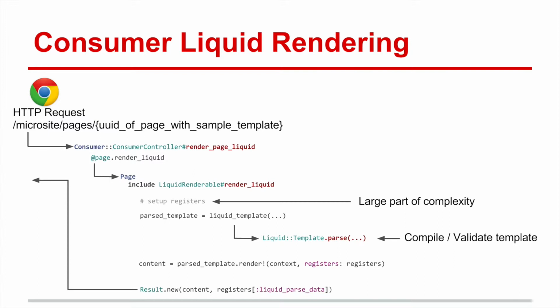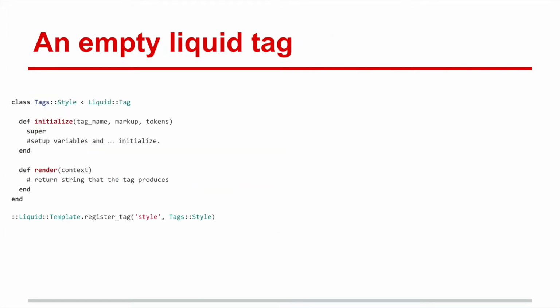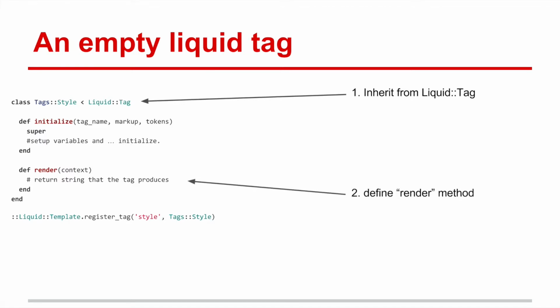In order to create a new liquid tag, you create a class that does three things. First, it inherits from Liquid::Tag. Second, it has a render method, which takes in a context. The context effectively includes all the variables that are available to your template. And last, you register your tag in the Liquid::Template.register_tag method. That's where you specify what the tag's name is as far as the template is concerned, and what the class associated with that name is.